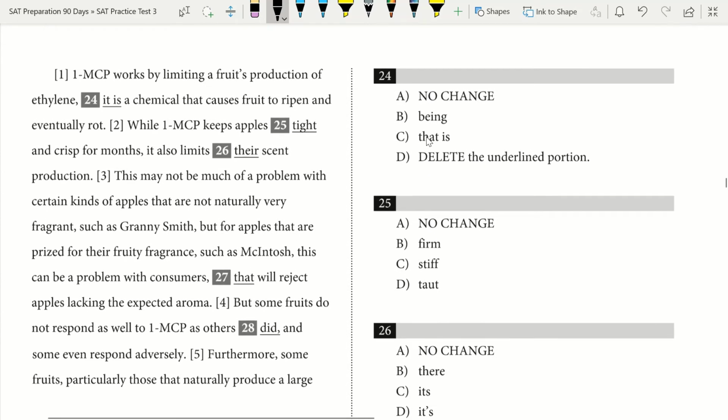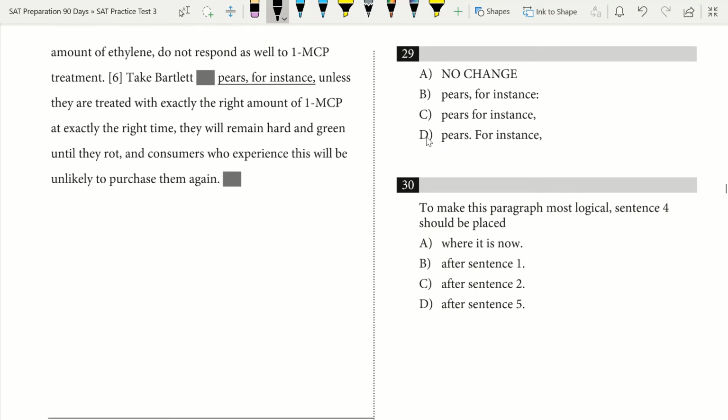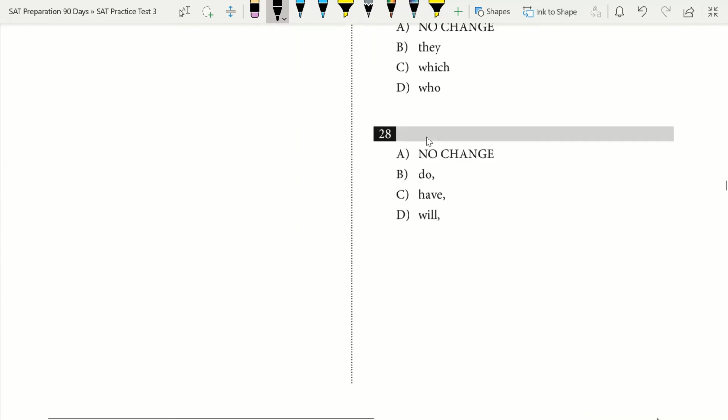Okay, I see a 1 here. Anytime that I have a 1 or any number, I know I'm going to be asked about placing some sentence somewhere. So I'm going to go down and find that question first so I don't have to reread my whole paragraph to place it. So here I'm asked where sentence 4 should go, so I go through and read sentence 4 first.